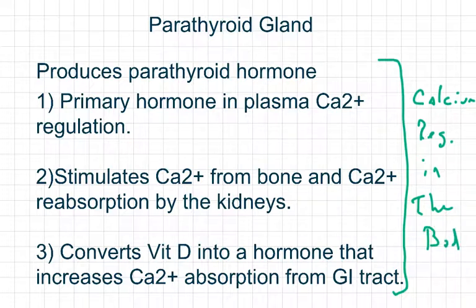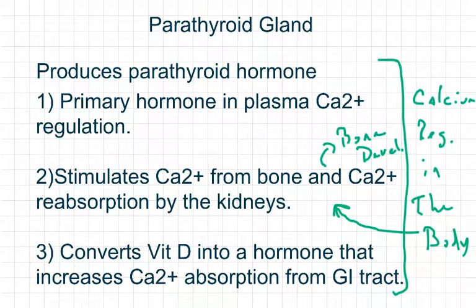And what this does, primarily here with the second tenet, is it works on bone development. And if you go back and look at the bone remodeling process, the release of calcium from the bones is part of that whole process. And so the parathyroid hormone has a large part in bone remodeling.